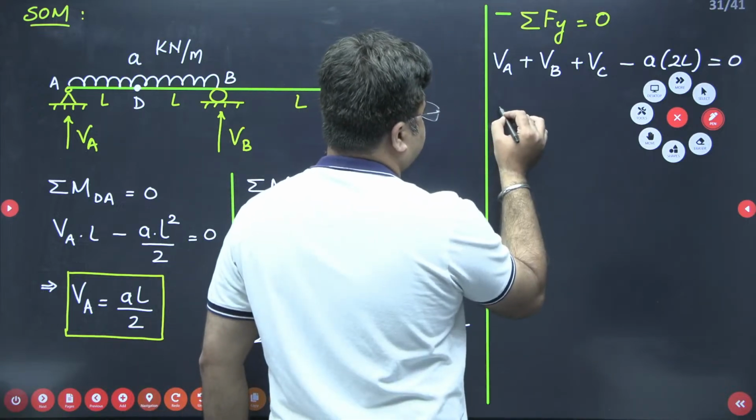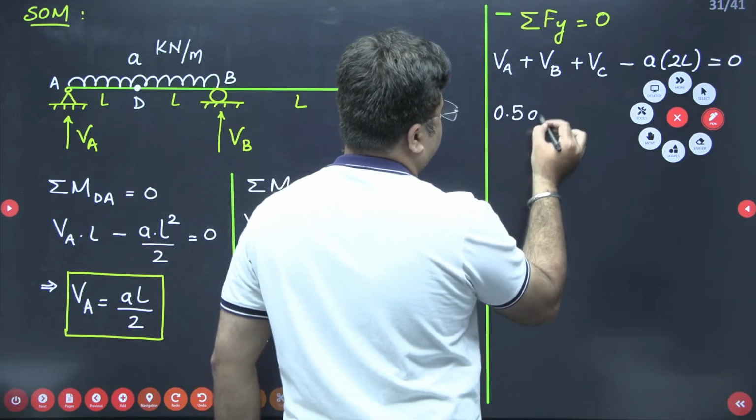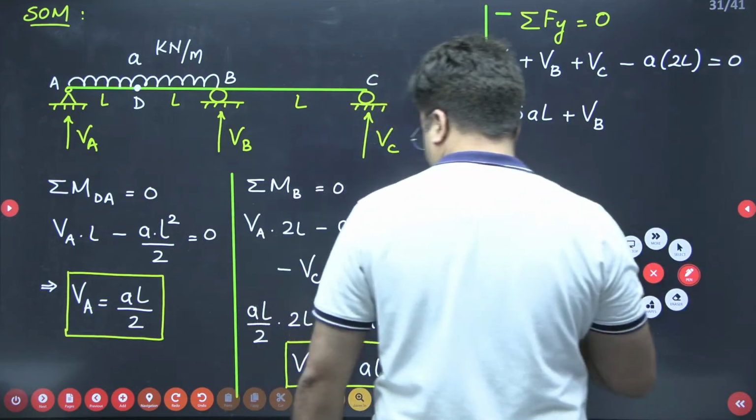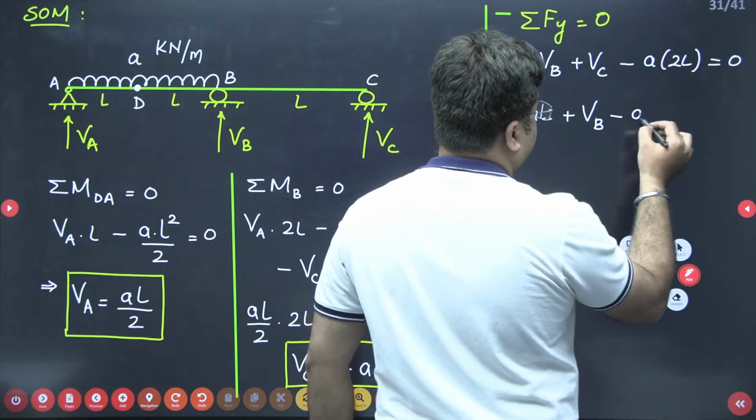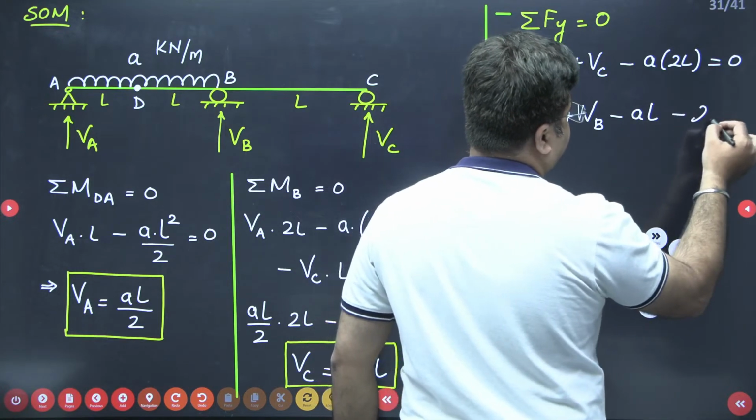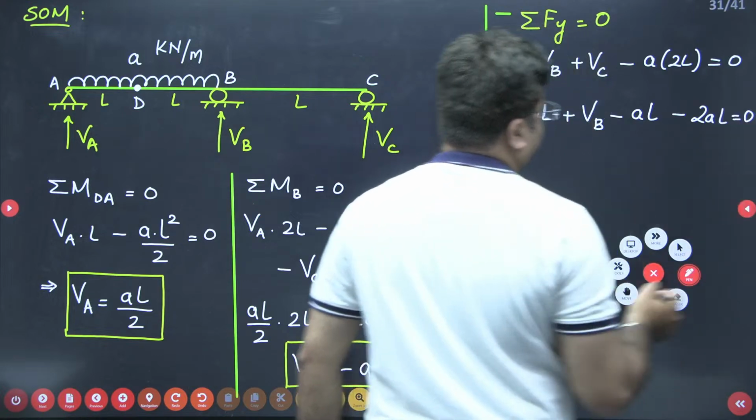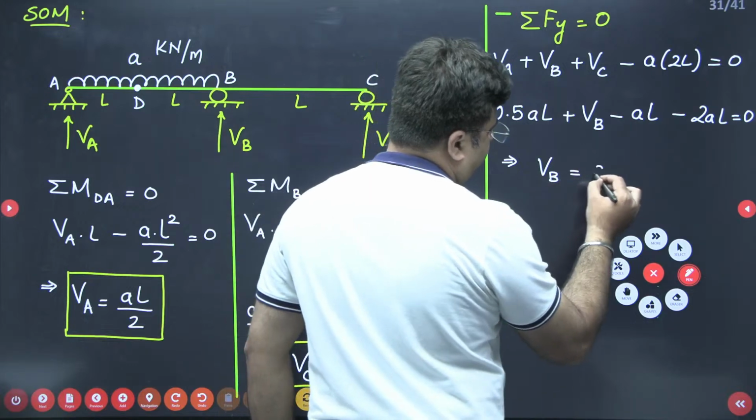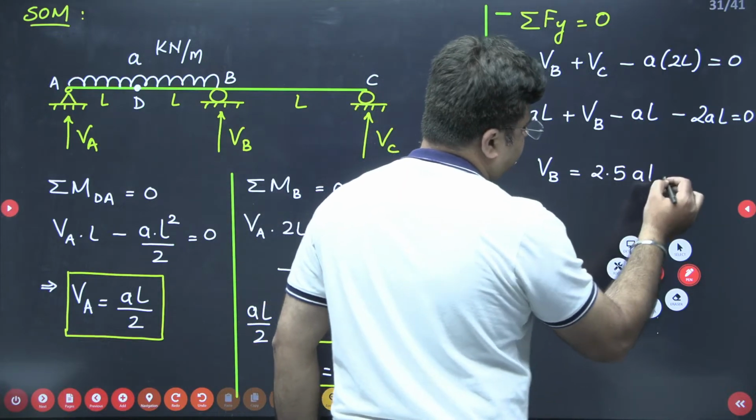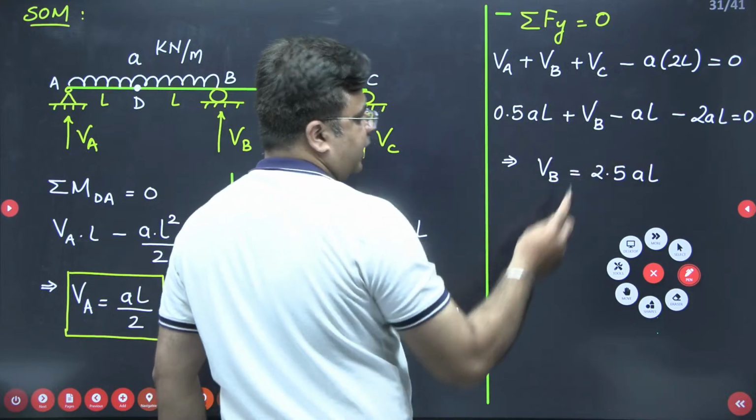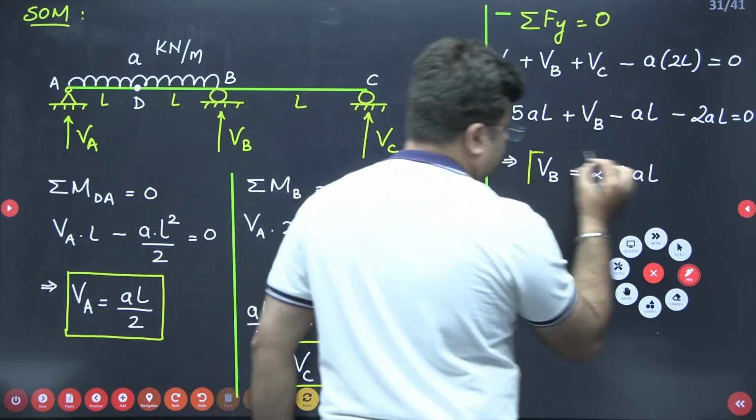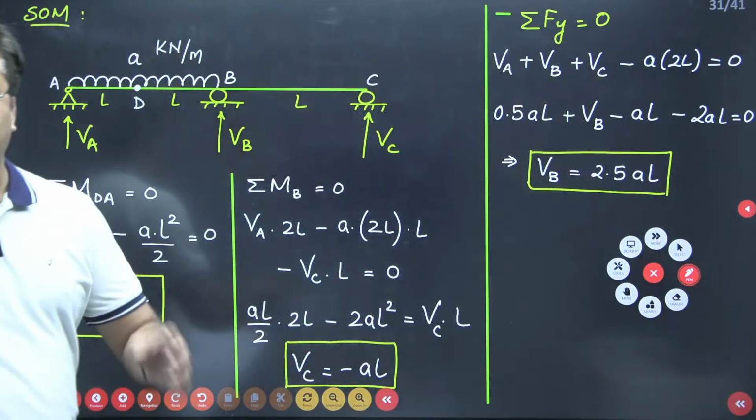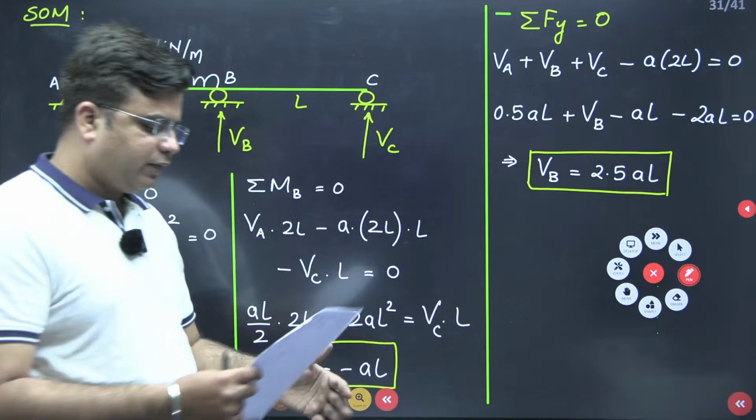So VA is 0.5 AL. VB you need to calculate. VC is minus AL, and this will be minus 2 AL, and this is equal to 0. So from here the value of VB will be 2.5 AL. This will be 3 AL minus 0.5 AL. So this will be 2.5 AL. So accordingly, you can mark whichever option is correct. VA, VB and VC we have calculated.